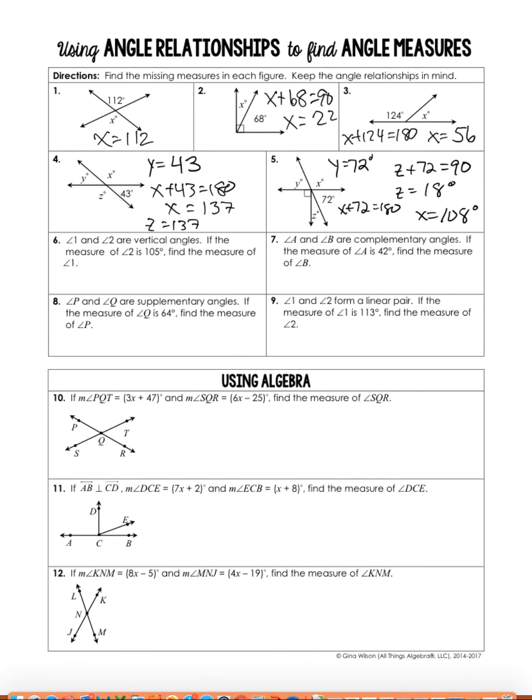I want you to do number 6 on your own. You're going to have to go back. You might look at that other page. Here we have vertical angles. And if you know one, how can you find the other?